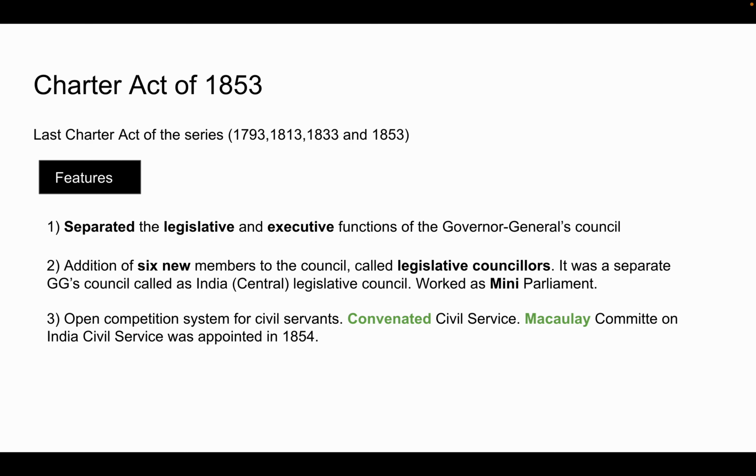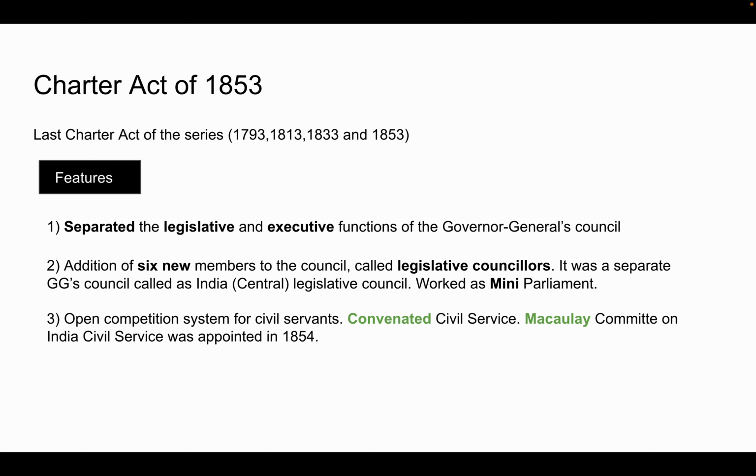At the time, civil services of the company were basically classified into 2 categories. One was the covenanted civil services, which was like the higher civil services, and the other was the uncovenanted civil services. And if you remember, in the Charter Act of 1833, even in that act, there was a proposition that Indians should be allowed open competition for the post of civil servants, but that was negated by the Court of Directors of the East India Company. But at this time, this proposal was given. This was one of the features of the Act of 1853.